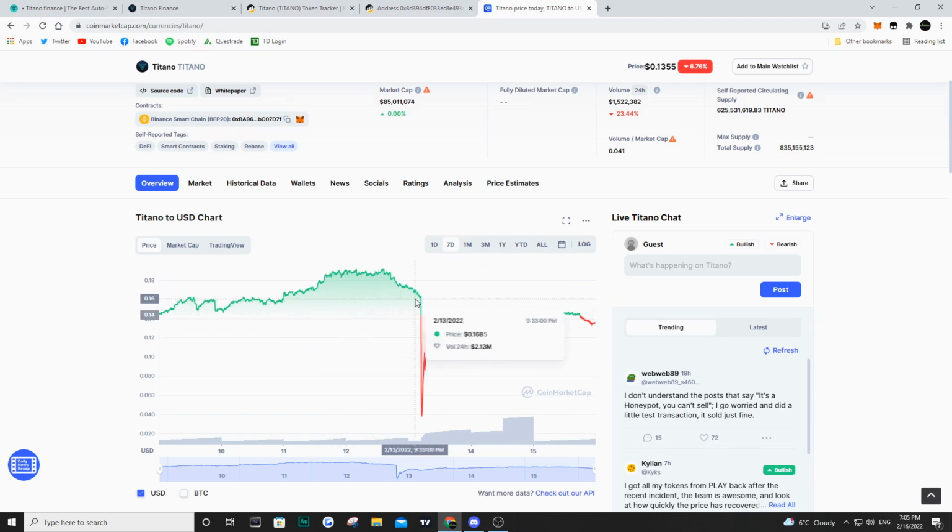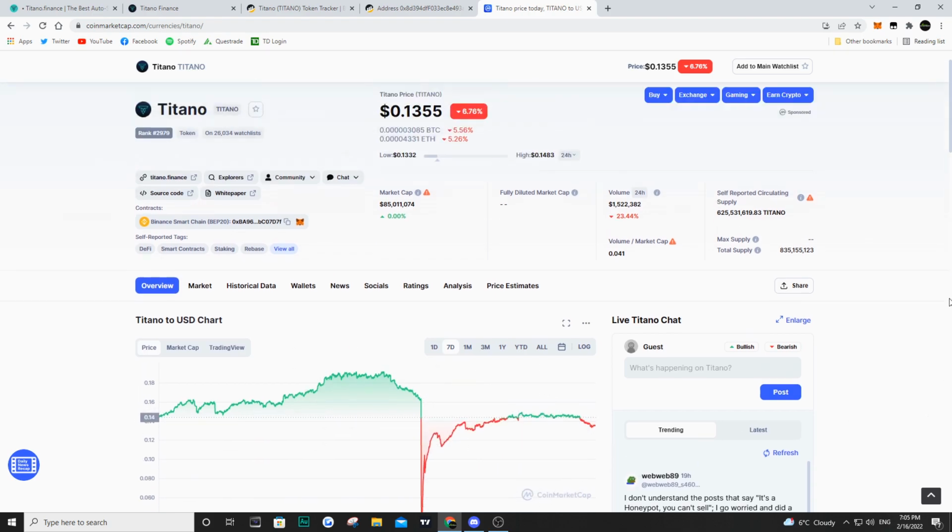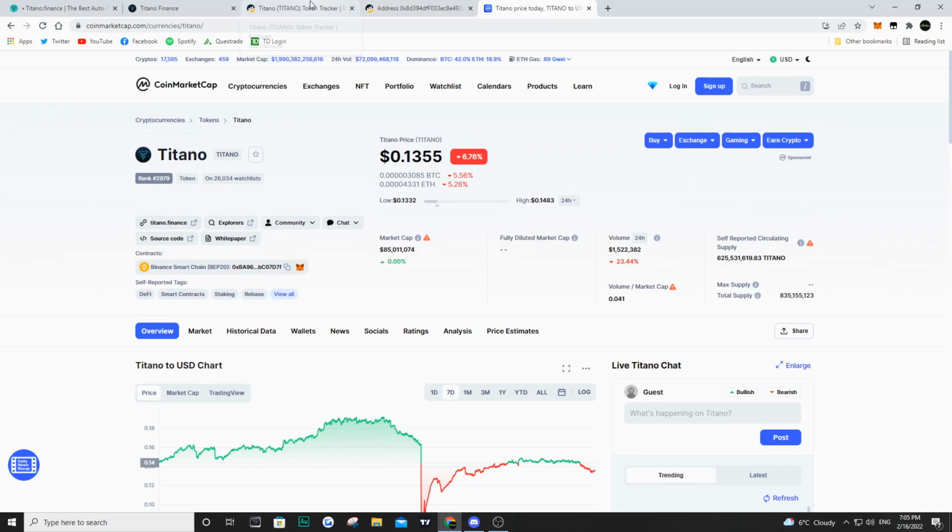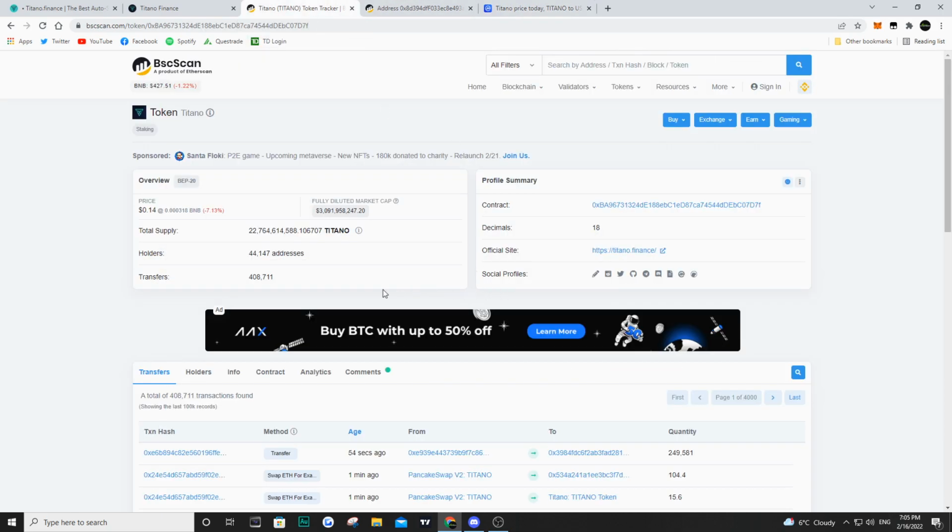Obviously, if people are wondering what happened here, it was a hack, it was not a rug pull, and we can see that it has recovered. The last thing I wanted to mention in this video is how many people now hold Titano. It is at 44,147, which is absolutely insane. When I started covering this project, it had about 1,000 holders.